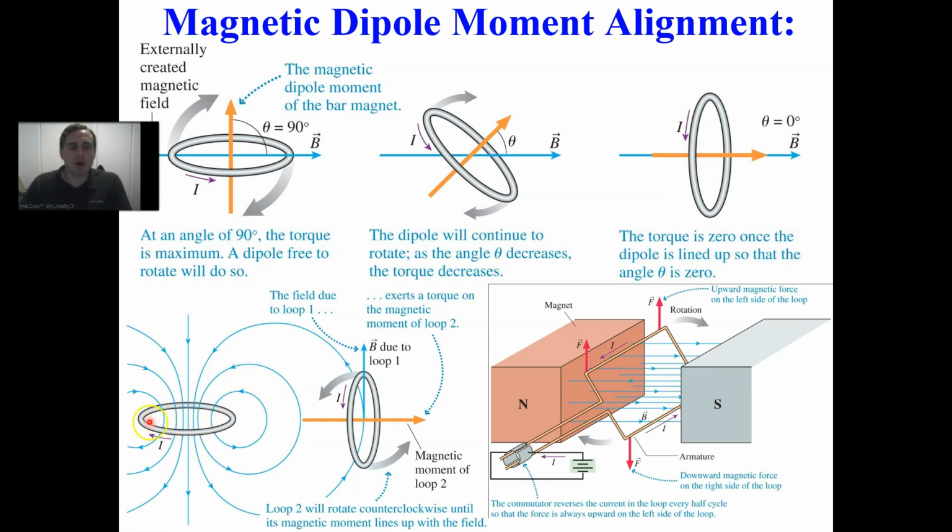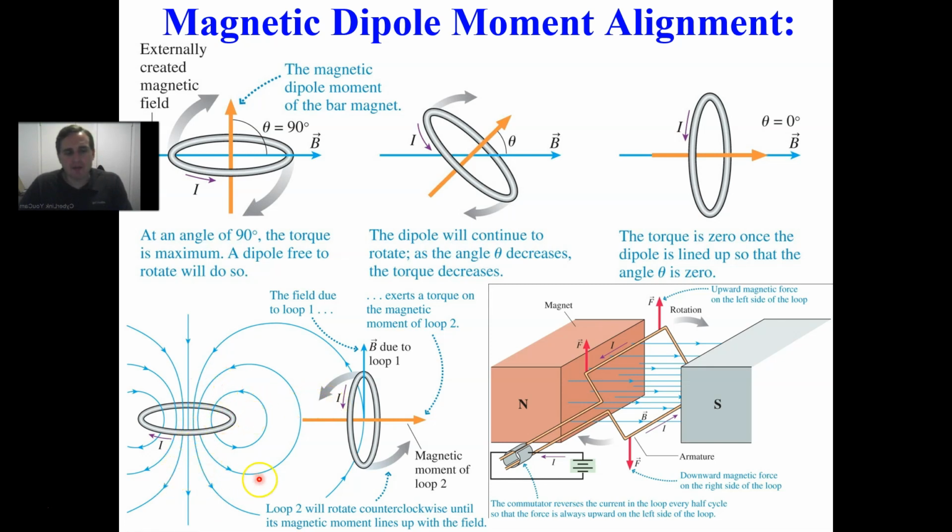Now, by the way, suppose you have two loops here. Suppose one has current running, let's see, that looks like clockwise as viewed from above. You would say the magnetic dipole moment then points downward. And that's based on right-hand rule 2. And you can see that since your thumb points downward, look at this. The magnetic field lines all point downward.